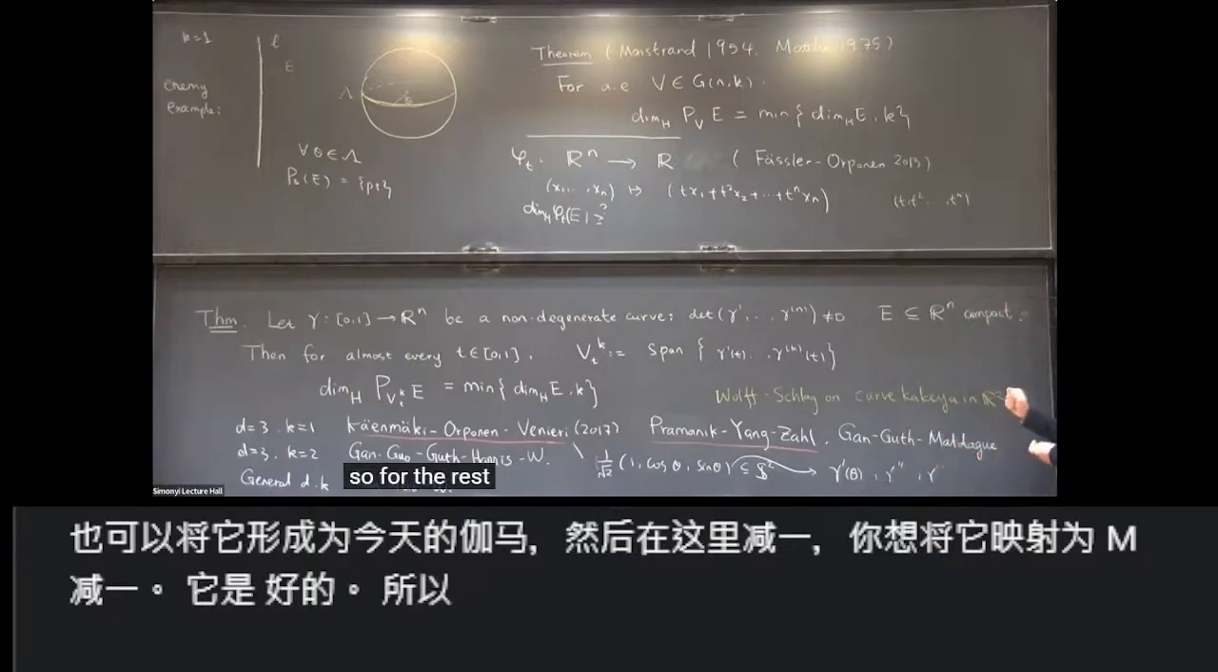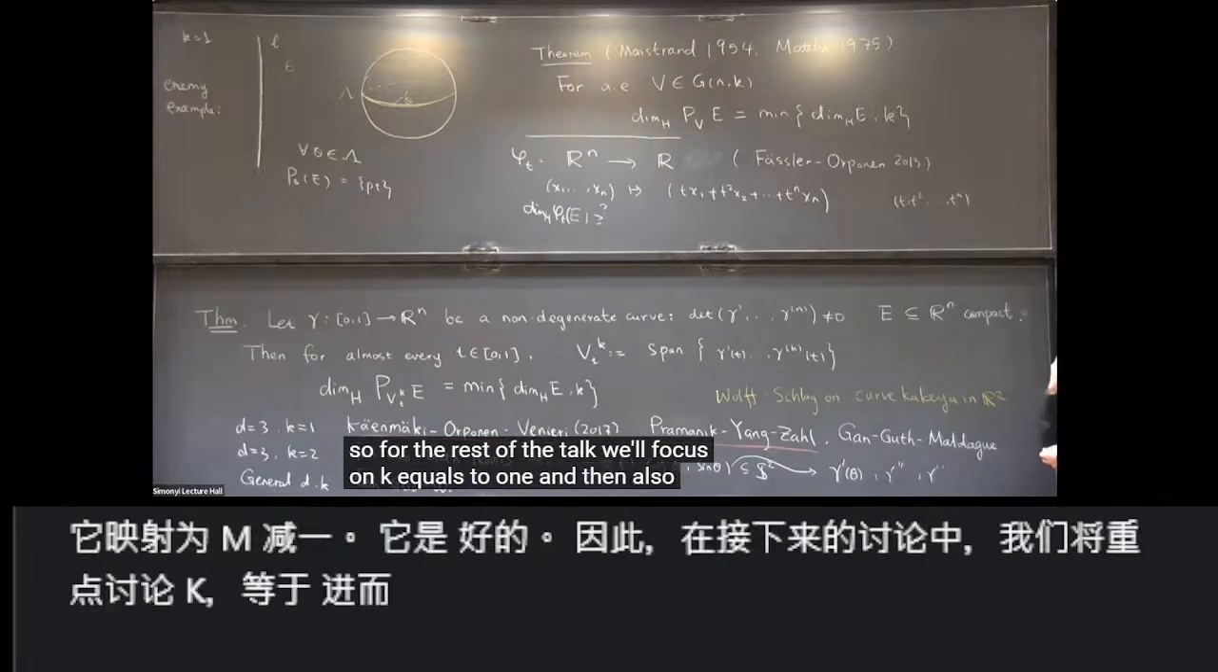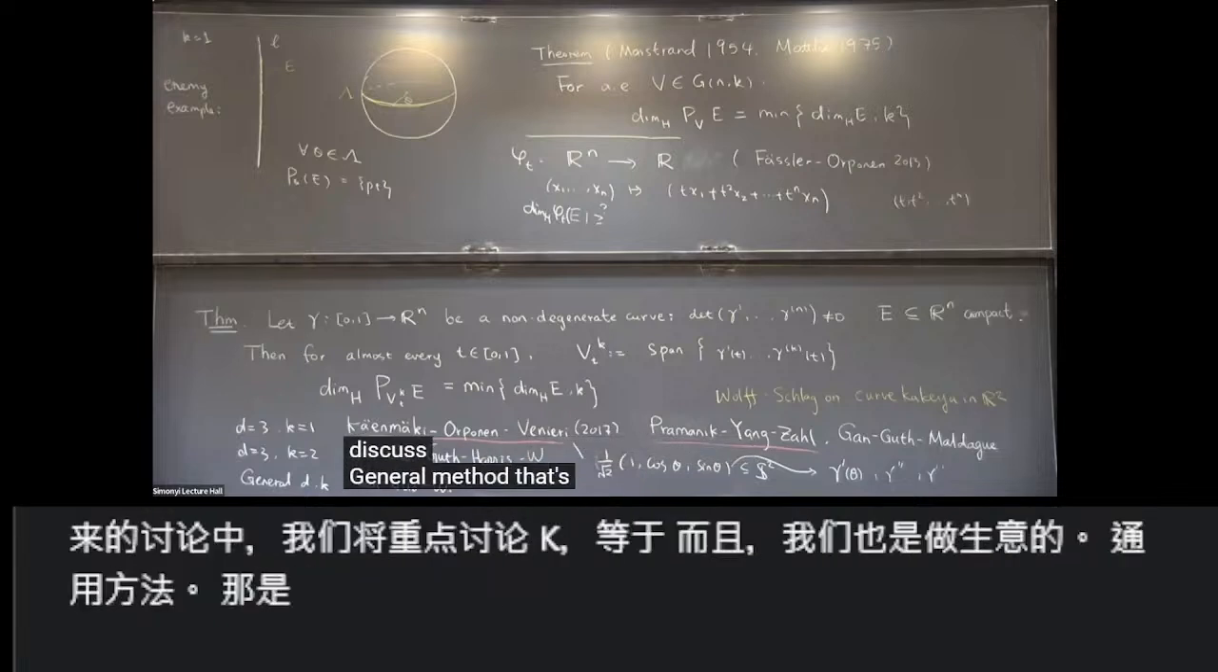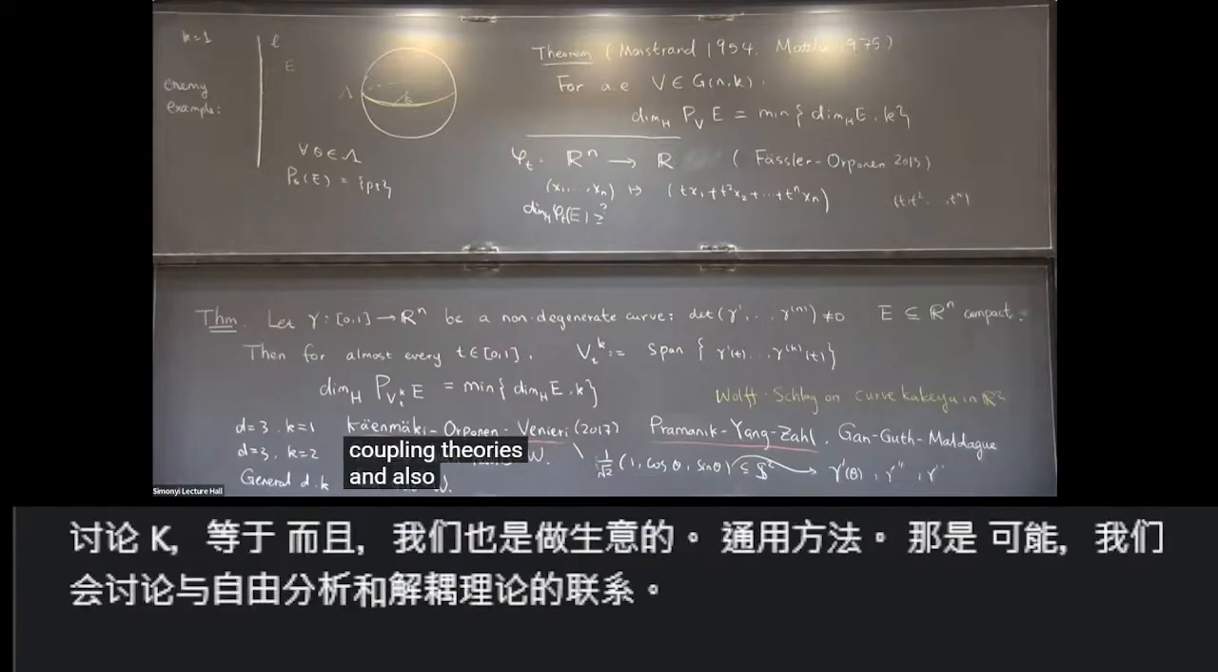So for the rest of the talk, we'll focus on k equals 1, and we will also discuss a general method, the connection to Fourier analysis and decoupling theory, and also say something in the end about where this method works well and when it doesn't.